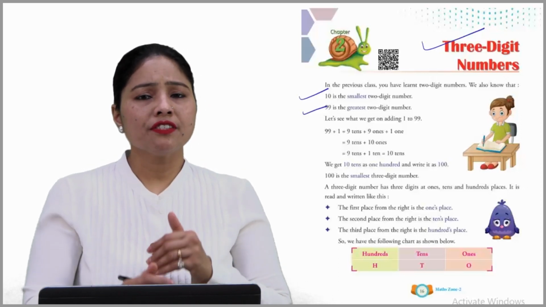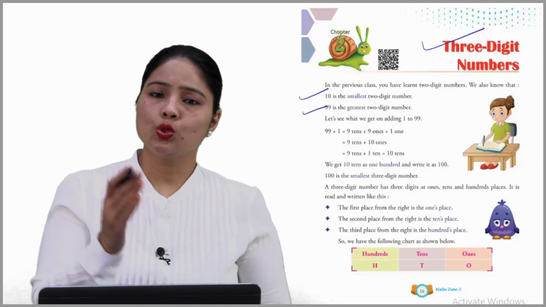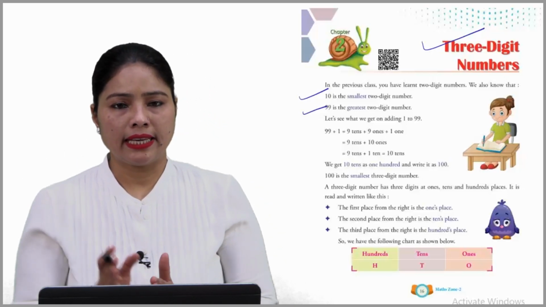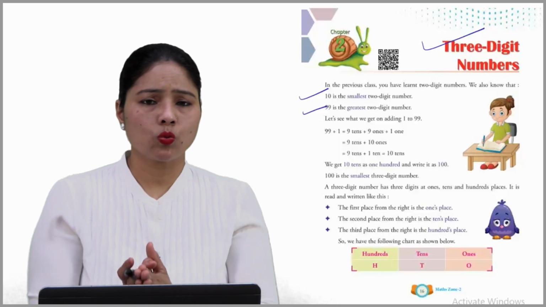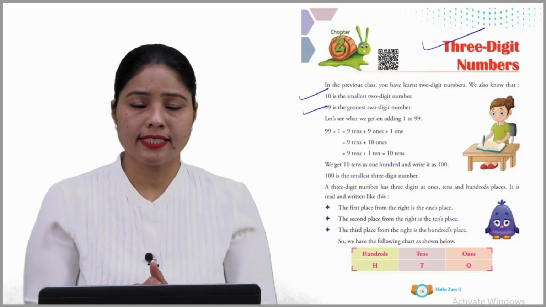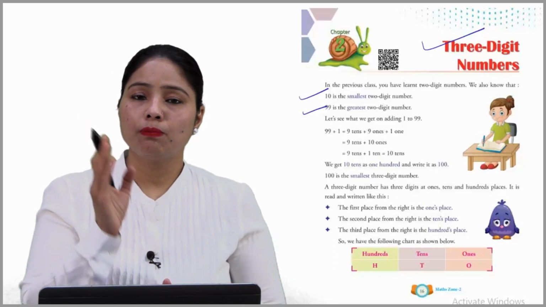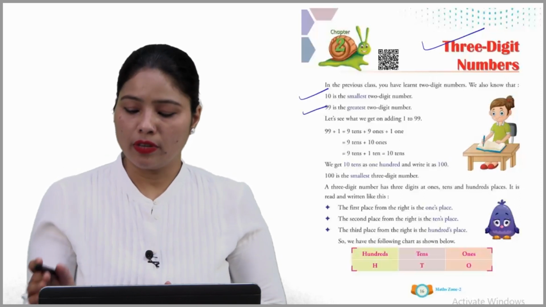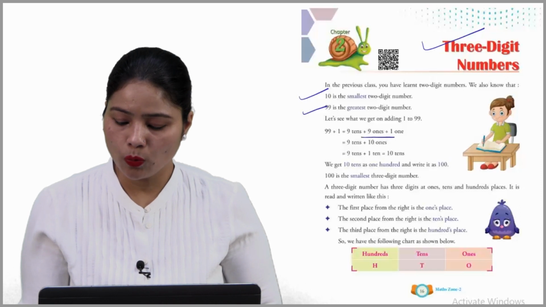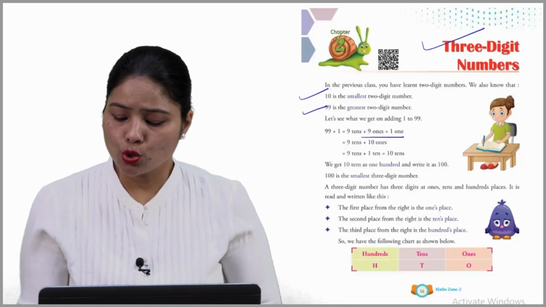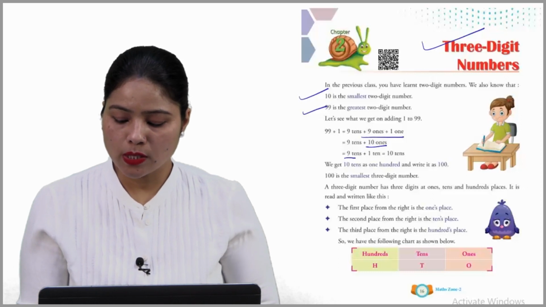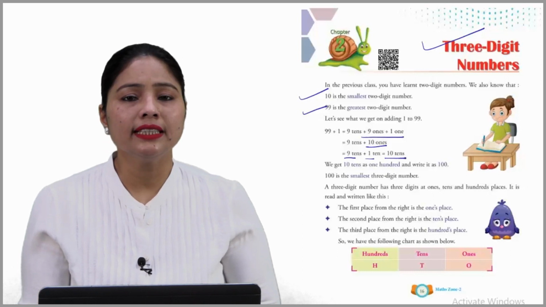Let's see what we get on adding 1 to 99. 99 में 1 को ऐड करने पे हमें क्या मिलता है? 99 plus 1 is equal to 9 tens plus 9 ones plus 1. So 9 tens plus 10 ones. अगर आप 9 ones में 1 plus करोगे so you will get 10 ones. So 9 tens plus 1 ten is equal to 10 tens.